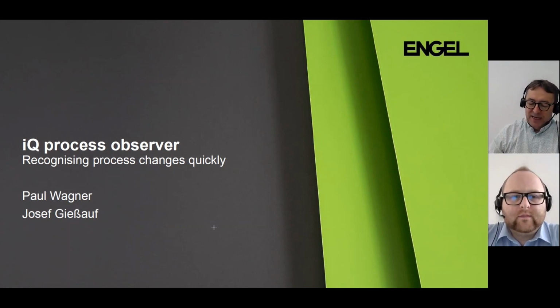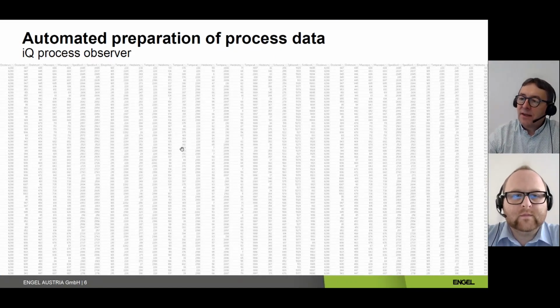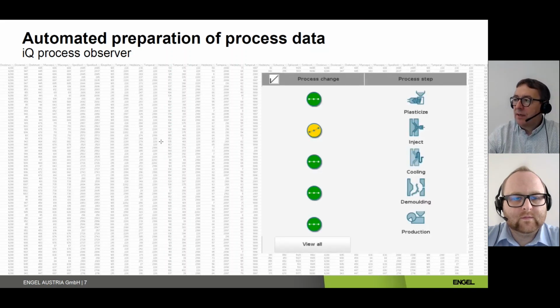It is, as the name suggests, a process observer, but more specifically a diagnostic tool for the injection molding process. During each cycle, process data is generated by the machine and recorded by an edge device. This is what such a process data protocol looks like. As you can see, it is not very telling. The process observer compiles this data into more user-friendly information, such as these traffic lights, for example.